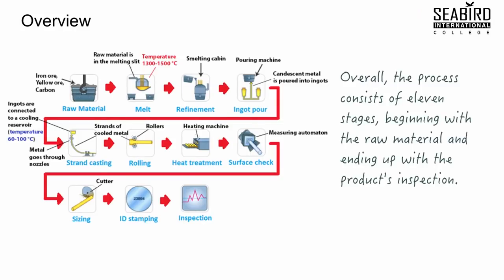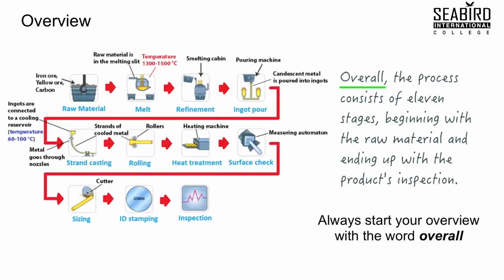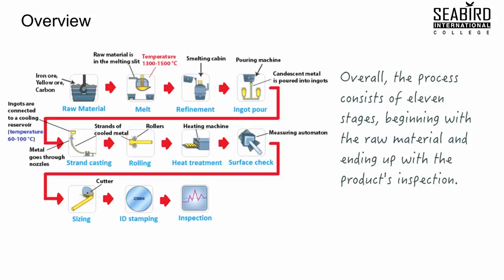My first word for the overview is overall. Always start your overview with the word overall. It indicates to the examiner that you are going to describe general trends. Then, I gave the number of stages. I used the phrase, the process consists of 11 stages, to do that. And I also wrote how our process begins and ends. For this, I used the phrases, beginning with and ending up with.